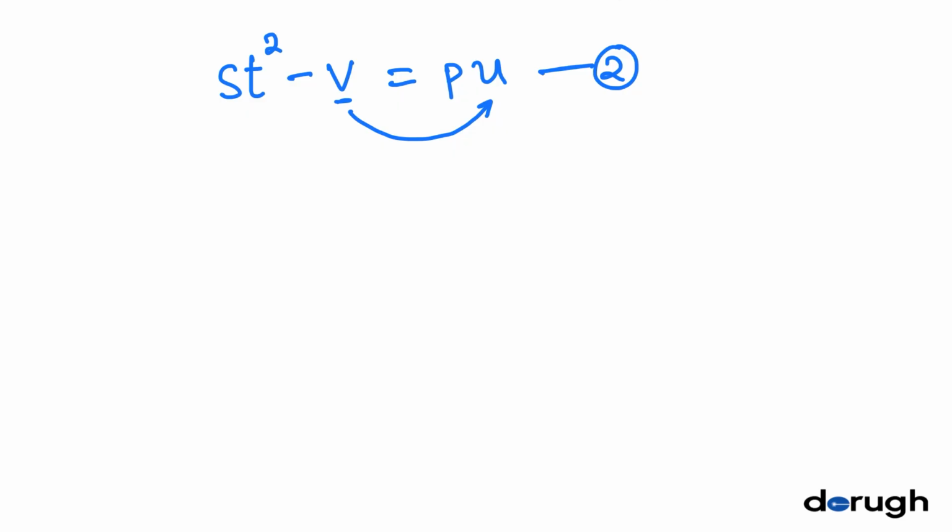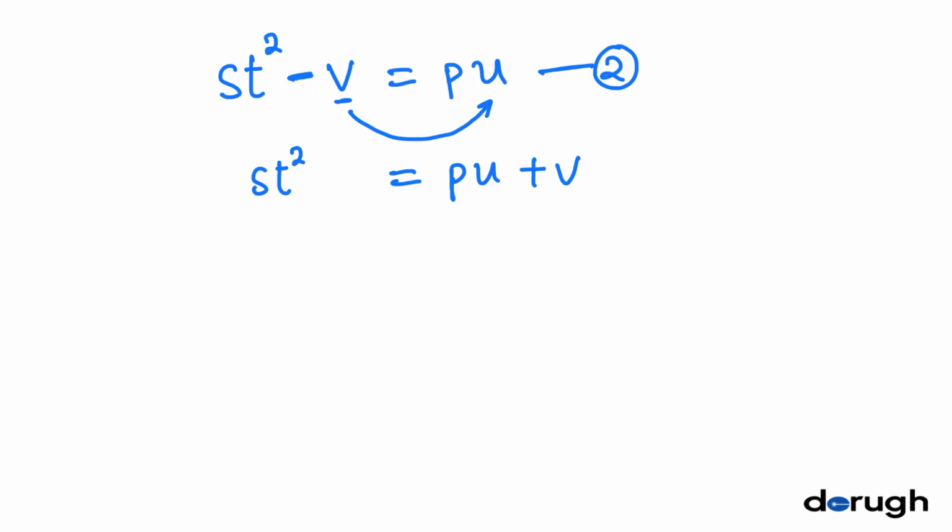And remember our opposites, I already introduced them. What is the opposite of subtraction? That's addition. So it means that when we're taking V over to the other side, we have to change the sign to an addition sign. So we will have ST squared equals PU, because PU was there before, PU plus V. Now that's one step taken.